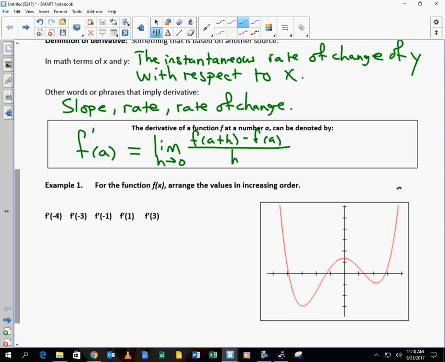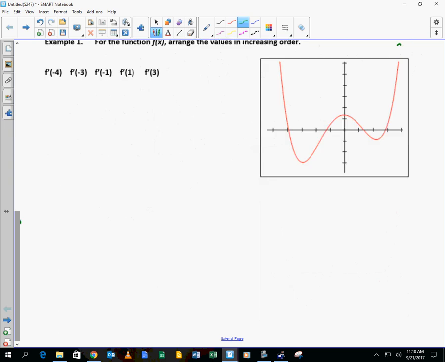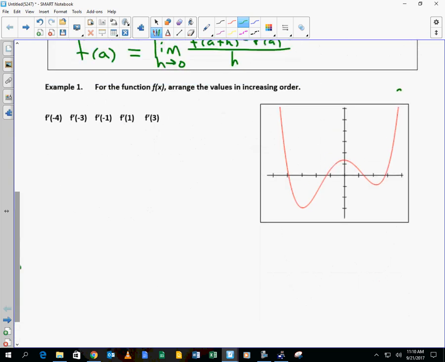Now, you know what that is because we did that yesterday, right? You found that instantaneous rate of change at a given point. You did the algebra of this section. Today we're going to talk a little bit more about the conceptual pieces and the language of what's going on. Example 1 says, let's look at the function to the right. This is f of x. And what I'd like to do is arrange these values in increasing order, starting with the smallest value and going to the biggest value.